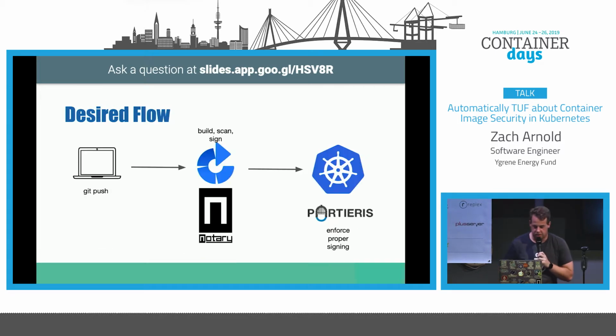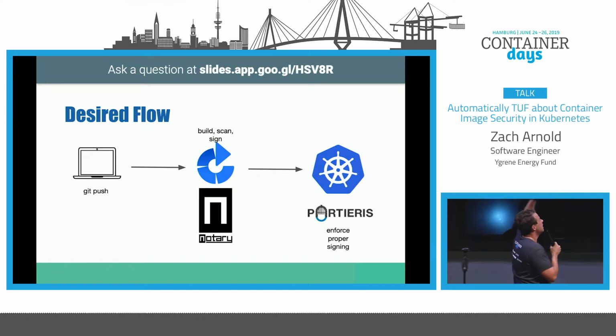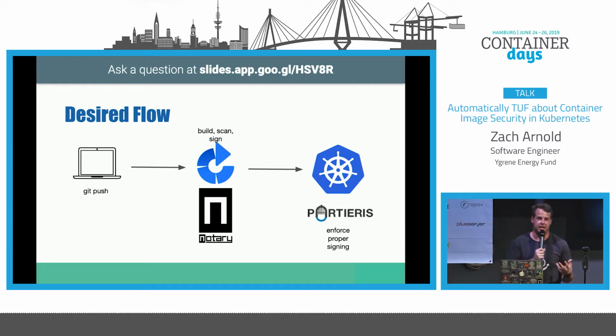Right, so our desired flow is basically on a git push, we build, sign, and scan, then we talked about this earlier this morning, and eventually enforce its proper signing. We use Atlassian's Bamboo for our CI/CD pipeline. It doesn't matter. All of these are available as command line tools. As long as you have access to a shell, you can do all of this. And in fact, we can show you.